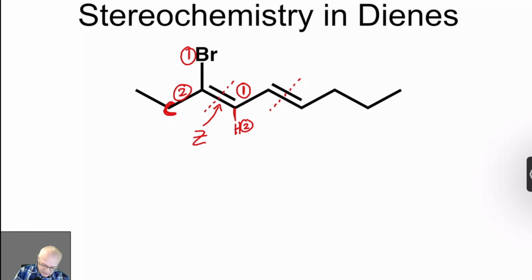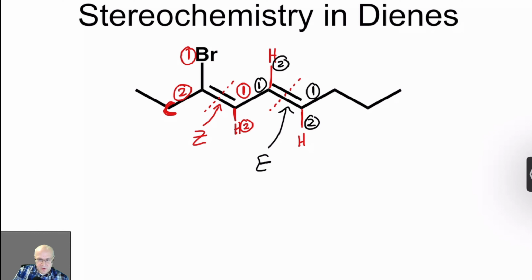Now let's worry about this one. Hydrogen here, and there's a hydrogen here. So that's going to be 2, and this will be 1. So the double bond stereochemistry here is E, because the high priority groups are on opposite sides. So the stereochemistry there is E.